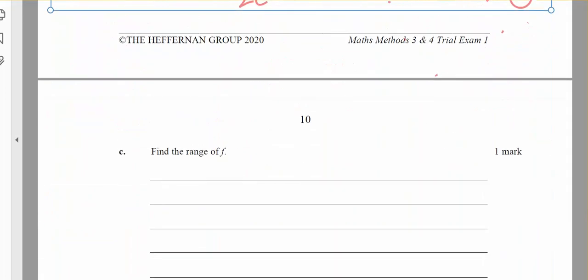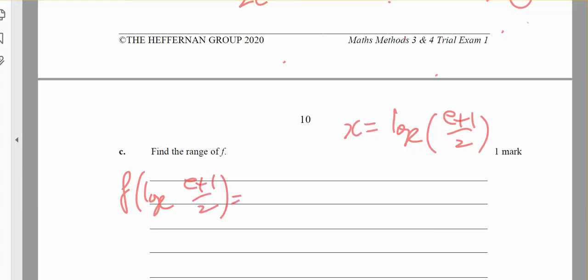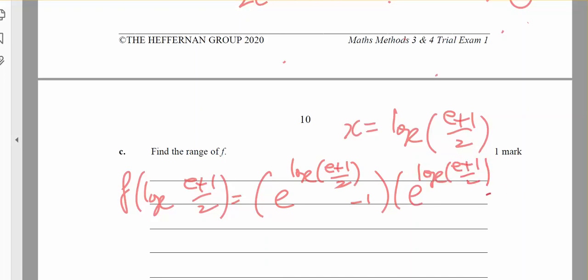Okay then, so I'm looking at x equals log base e of (e + 1)/2, and I know that f of log base e of (e + 1)/2 should equal (e^(log base e of (e + 1)/2) − 1)(e^(log base e of (e + 1)/2) − e). e to the log base e will be this, so ((e + 1)/2 − 1)((e + 1)/2 − e).